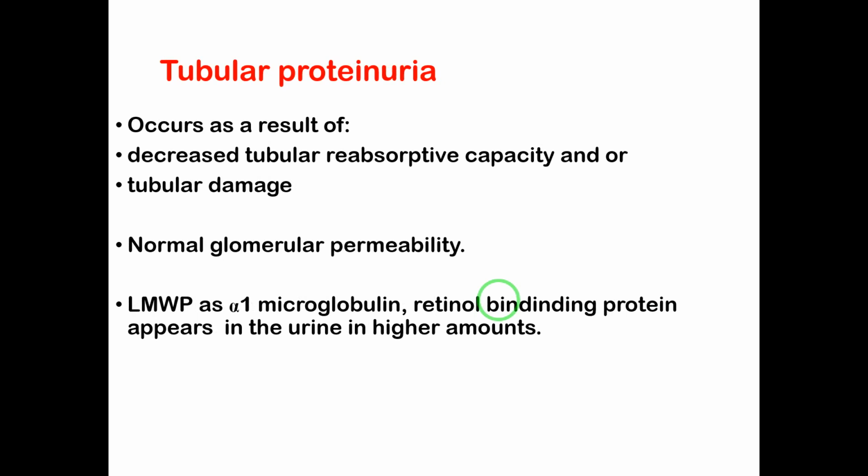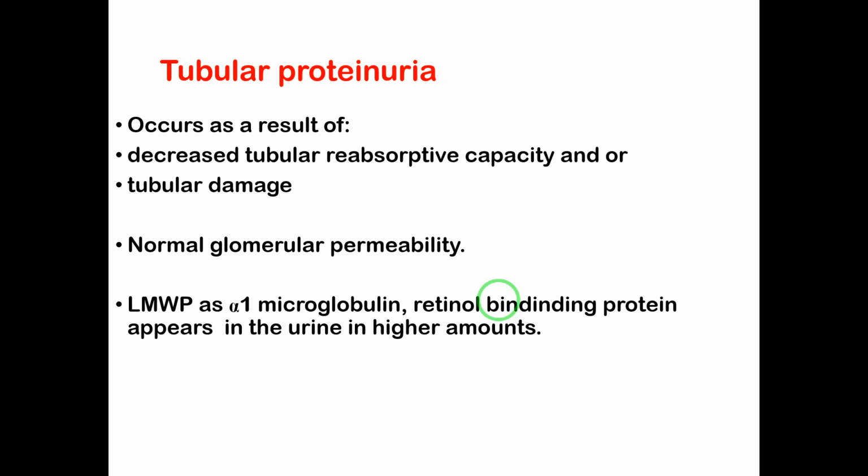The other type of proteinuria is the tubular proteinuria, and in this type, from its name, the damage is in the tubule. The tubule normally reabsorbs and catabolizes the filtered protein. If there is any tubular damage, for whatever the cause, then this will lead to a decrease in the capacity to reabsorb the protein. This is characterized by normal glomerular permeability.